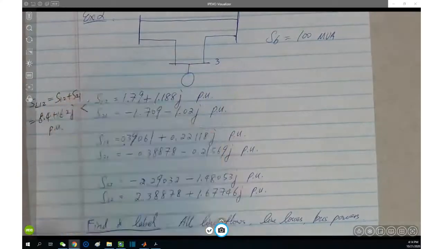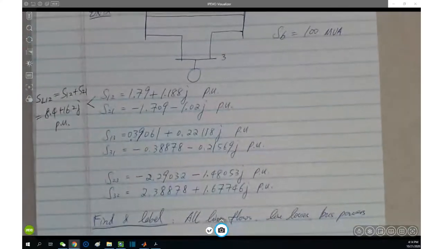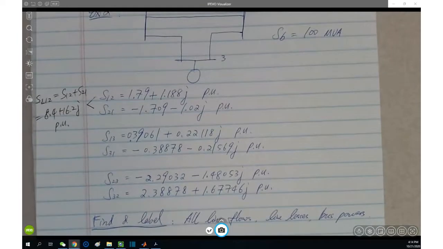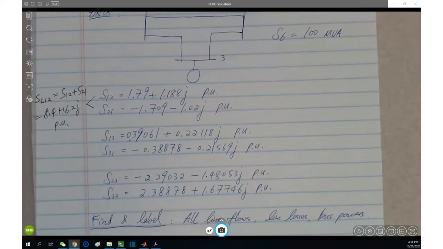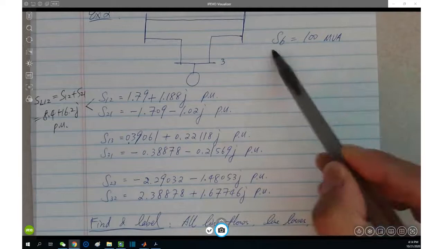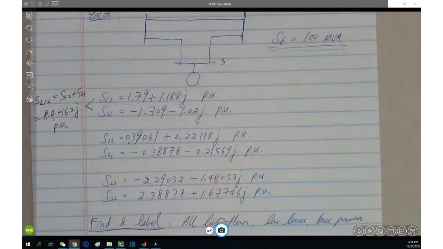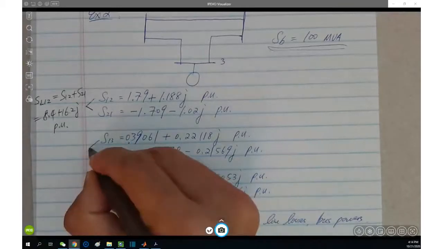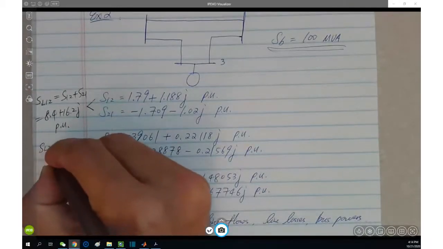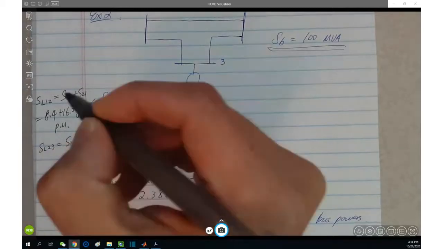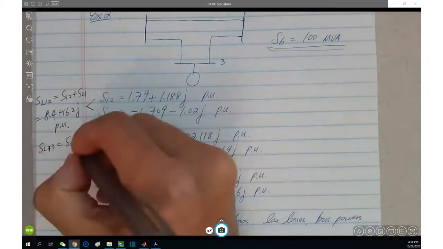Be very careful with the unit. It's not SI unit, not yet. It's just per unit. We keep per unit, that's fine. Just remember, you need to find the actual value based on the given base power value so that you can label them into the graph. The line loss first. Second line loss. This is 1, 3, not 3, 1.